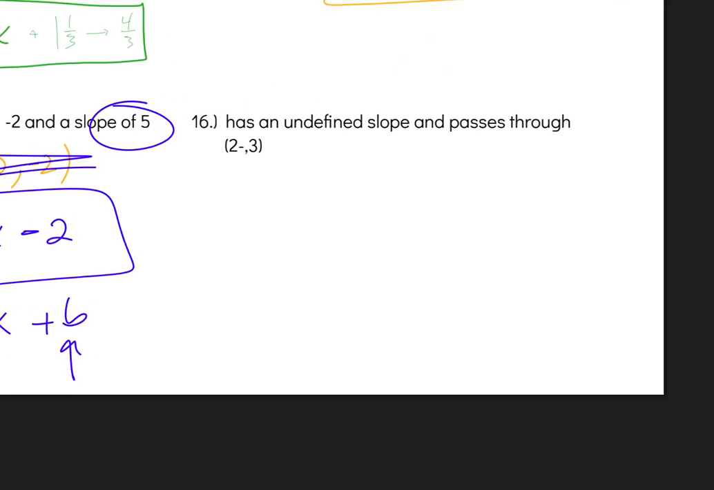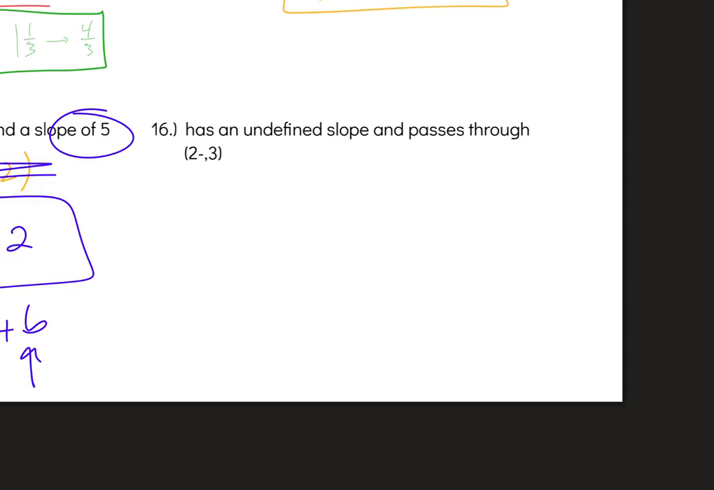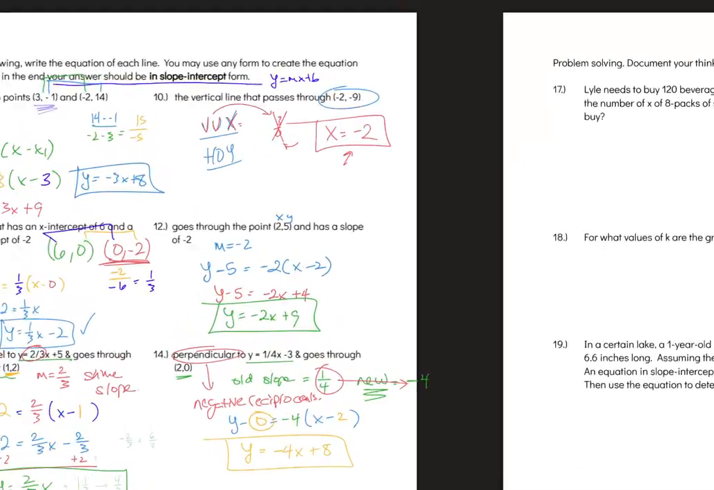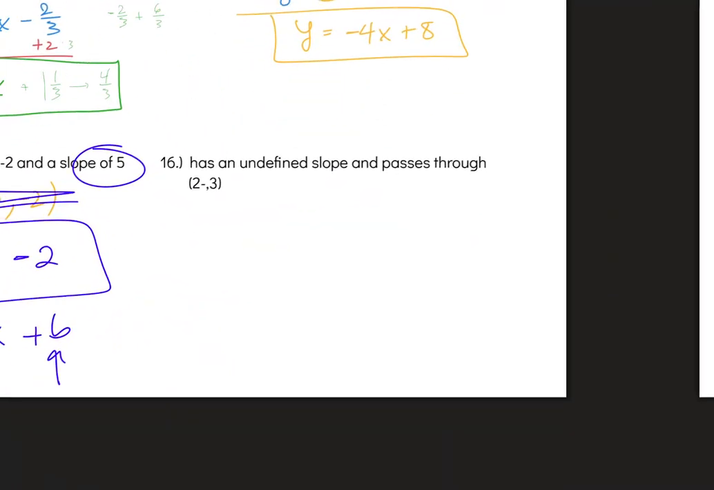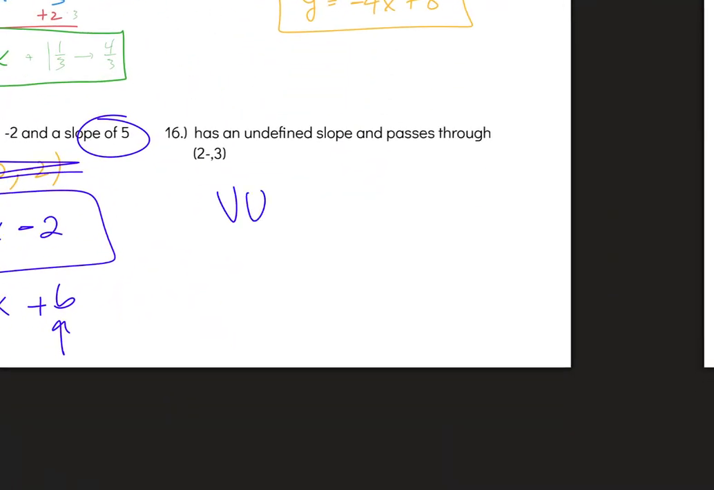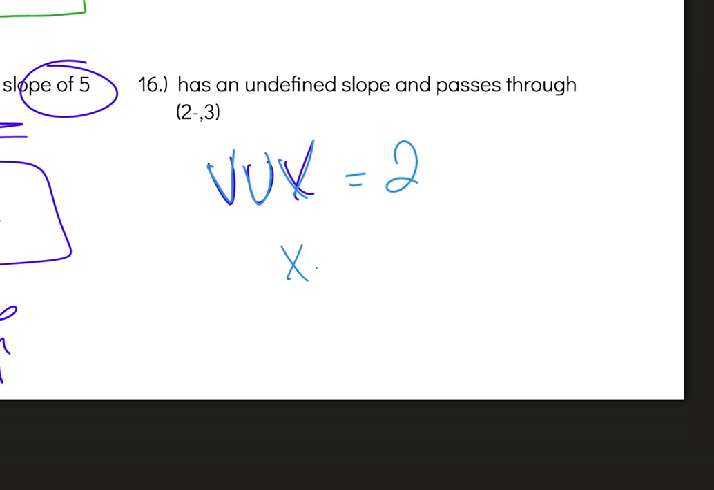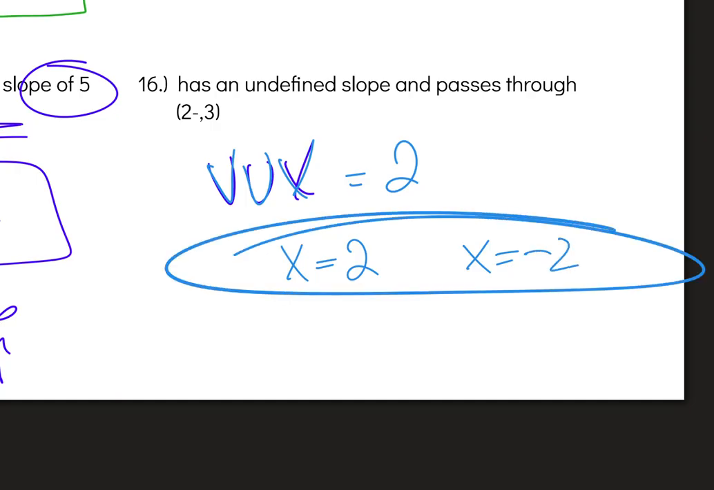Easy. 16 has an undefined slope. Well, guess what? We just had one. A vertical line has an undefined slope. That's a vertical line with an undefined slope, and it's going to be x equals a number. I'm guessing there's kind of a typo here. So however you want to say it, it's either x equals 2, unless they meant for that to be -2, in which case it's one of those. You get the idea, right?